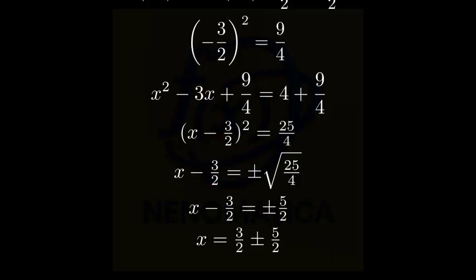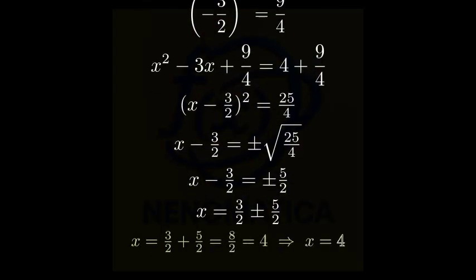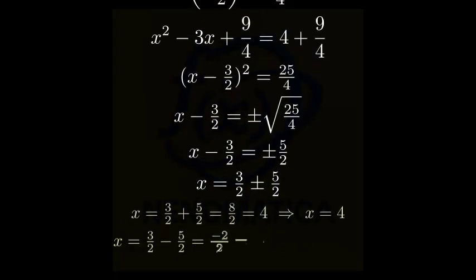Finally, compute both branches explicitly, exactly as written in the solution. For the plus case, 3 halves plus 5 halves equals 8 halves equals 4. For the minus case, 3 halves minus 5 halves equals negative 2 halves equals negative 1.